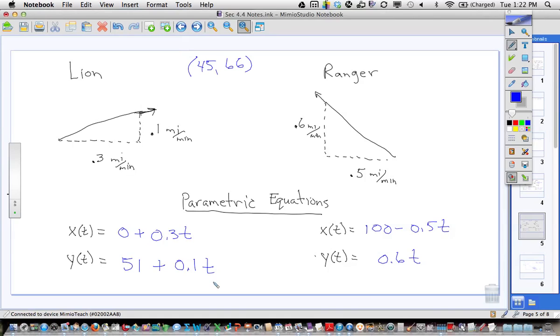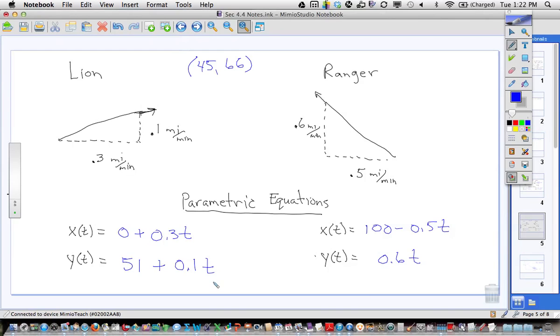So this pair of equations is called a parametric equation. The word parametric comes from parameter. The t, that third variable, is called the parameter. Okay, so x and y are both functions with respect to t. The horizontal position of the person and the vertical position of the person are both changing with respect to time. This is called a parametric equation.